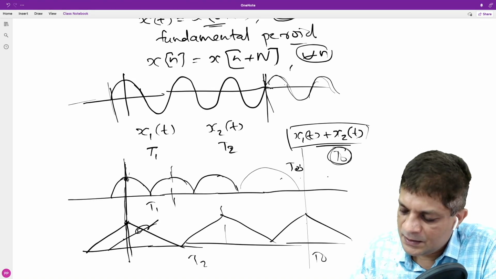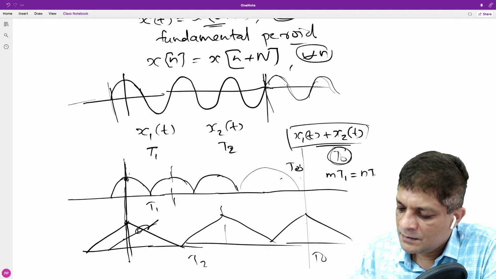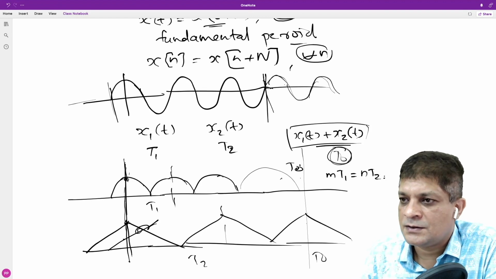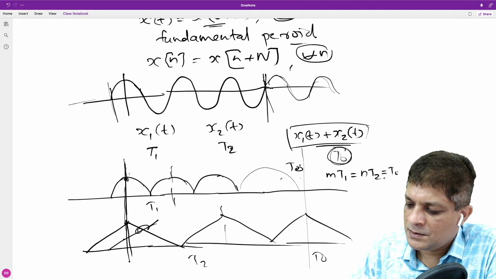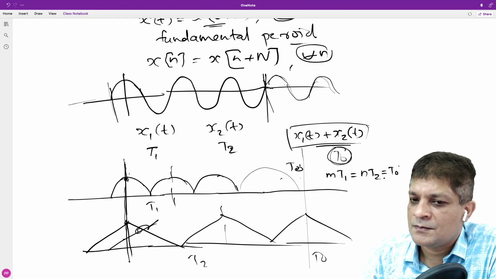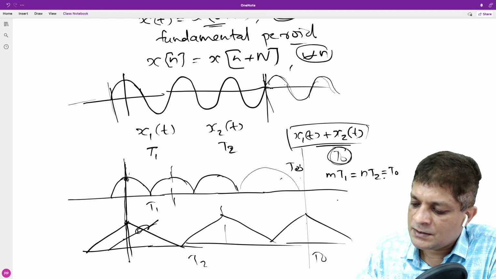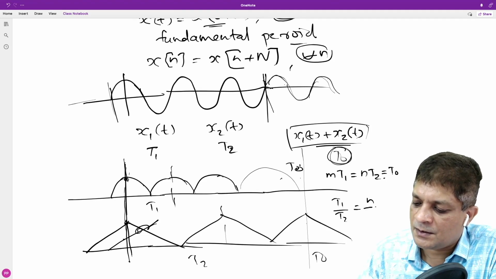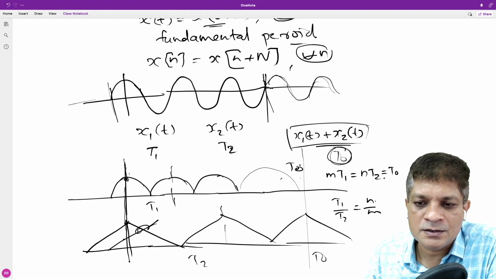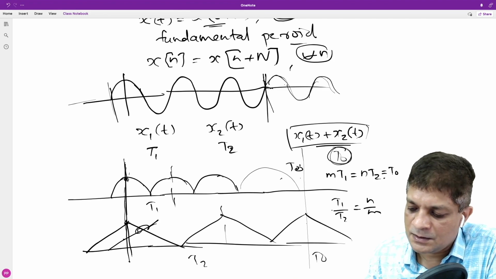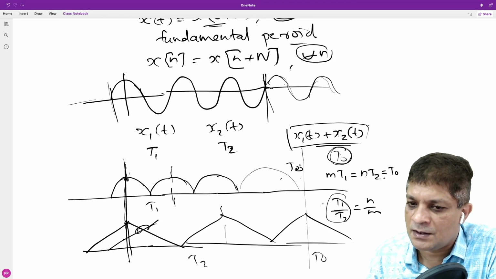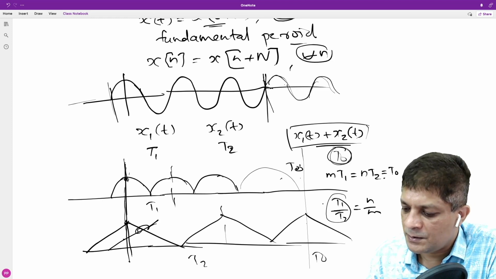So can we say that this condition is, let's say, m times T1 equals some T naught? So this is the condition for periodicity. If this condition is satisfied, or we can say that T1 by T2 is a rational number, then it is periodic. Otherwise, it is not periodic.